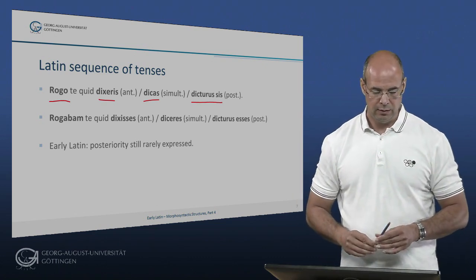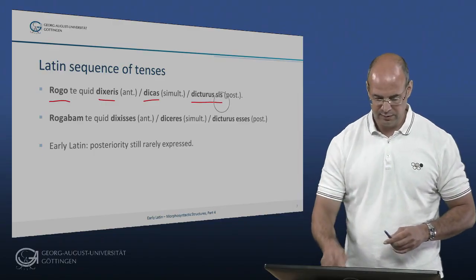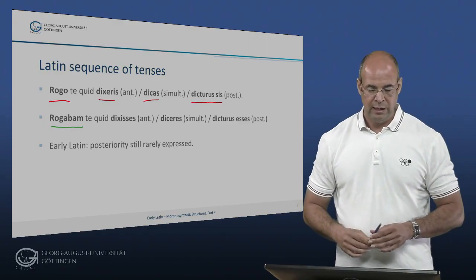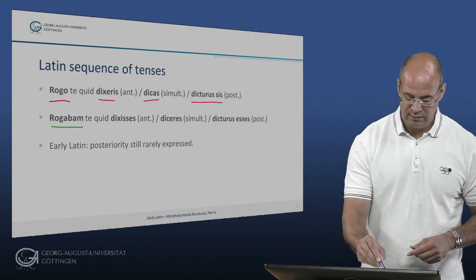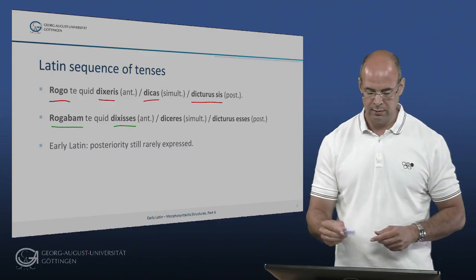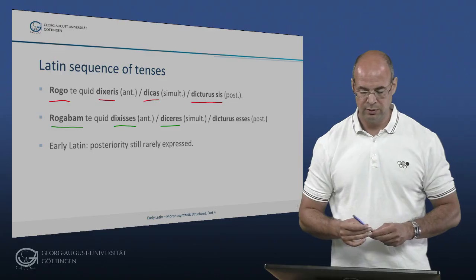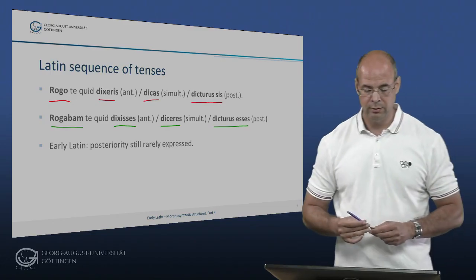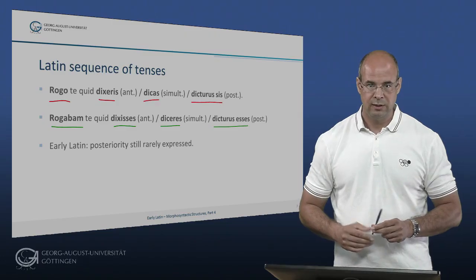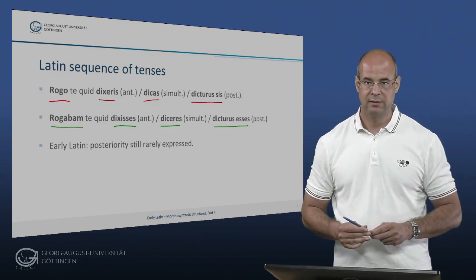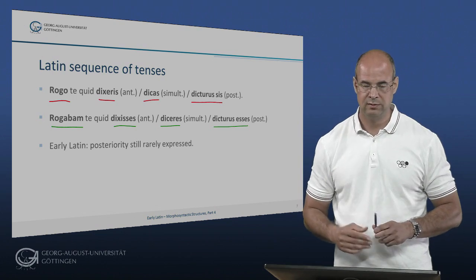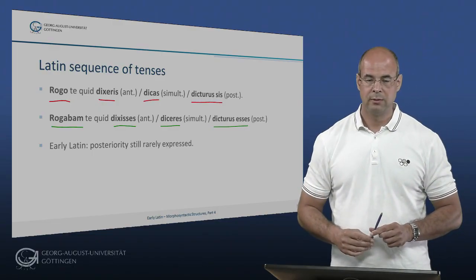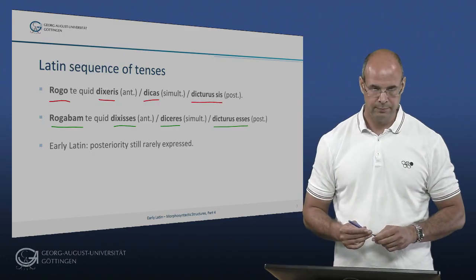If the main clause verb is in a past tense, rogabam, I asked you, we have backshift of tenses. We get dixisses, pluperfect, what you had said, diceres, imperfect subjunctive, what you were saying, and dicturus essis, what you were going to say. Essentially then, subordinate clauses can mark relative tenses, such as anterior, simultaneous, and posterior. But subordinate clauses will take their absolute past or non-past feature from the main clause.